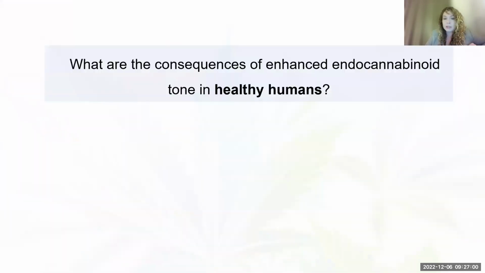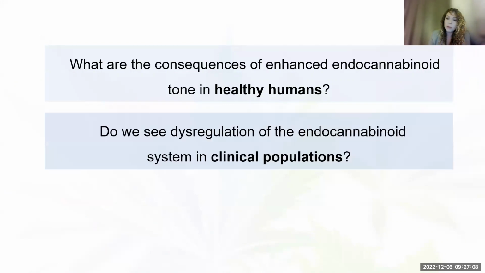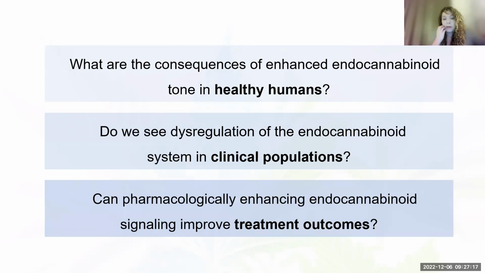But what I'll do today is go through the 3 steps that we take in doing this work. So I'll talk a little bit about what happens when we modulate endocannabinoid tone in healthy people. Then we'll look into clinical populations, taking a cross-sectional approach and see, do we see dysregulation of endocannabinoid function in clinical populations?